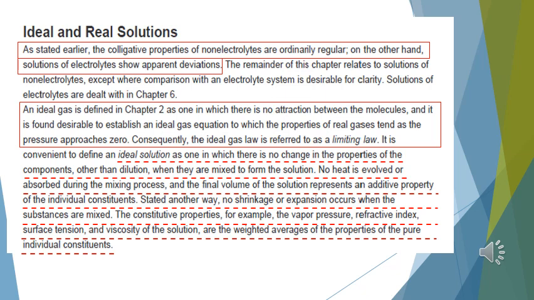So that's something very ideal, because when we are dealing with a normal solution, as you can see, when you want to dissolve any chemical substance in any solvent, there's sometimes an absorption or release of heat, expansion of the volume or shrinkage of the volume. It's not an ideal situation, and that's why we have the ideal and the real solution. The ideal state is something different compared to the real solution.